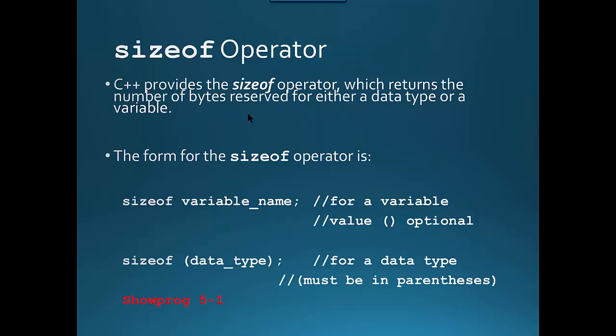So one way that we can look at this is that C++ provides a sizeof operator, which returns the number of bytes that whatever it's used with has. If you use it with a variable name, you can just put sizeof and then the variable name. You don't need parentheses. You don't have to call it like a function. And what it will return is how many bytes that variable takes up. And if you use sizeof and put a data type in parentheses, it will show you how much memory that data type takes up.